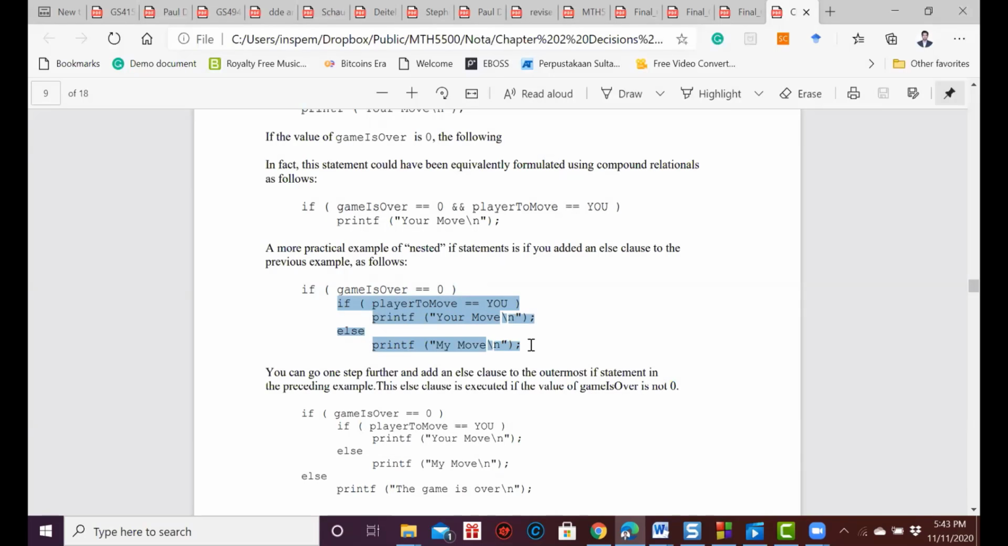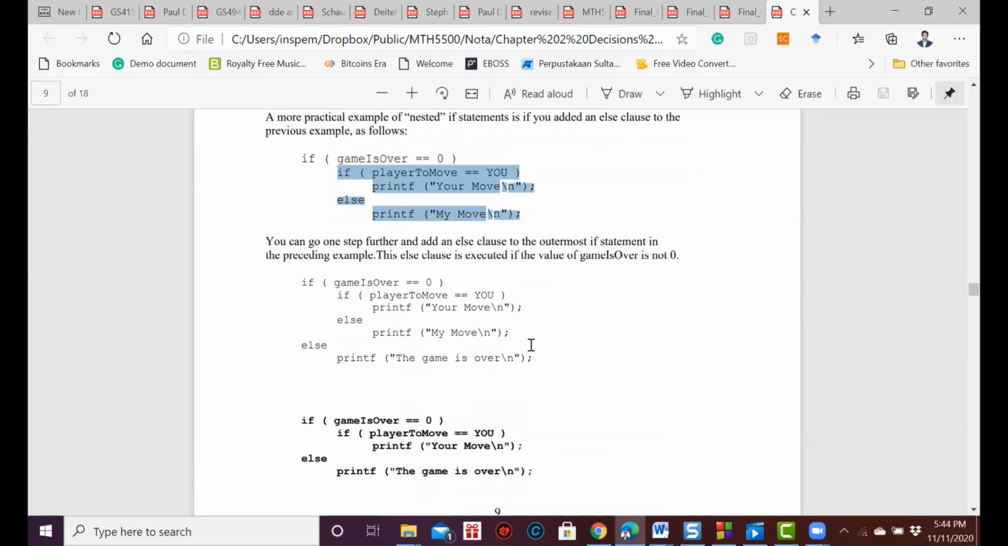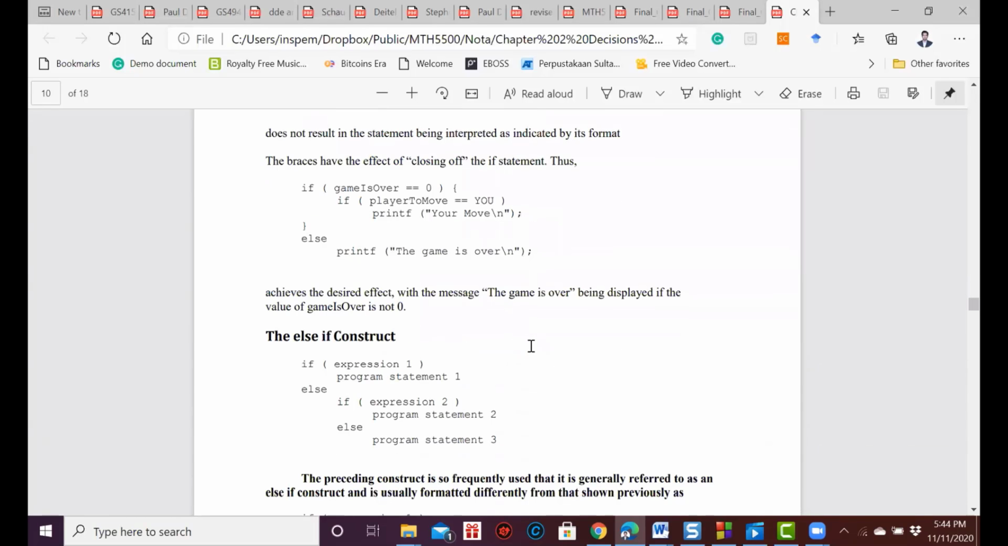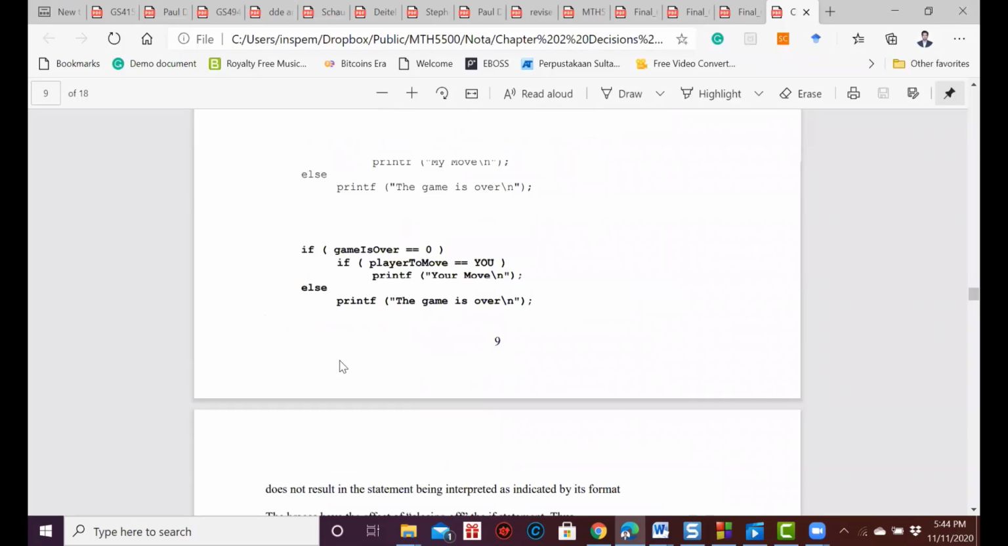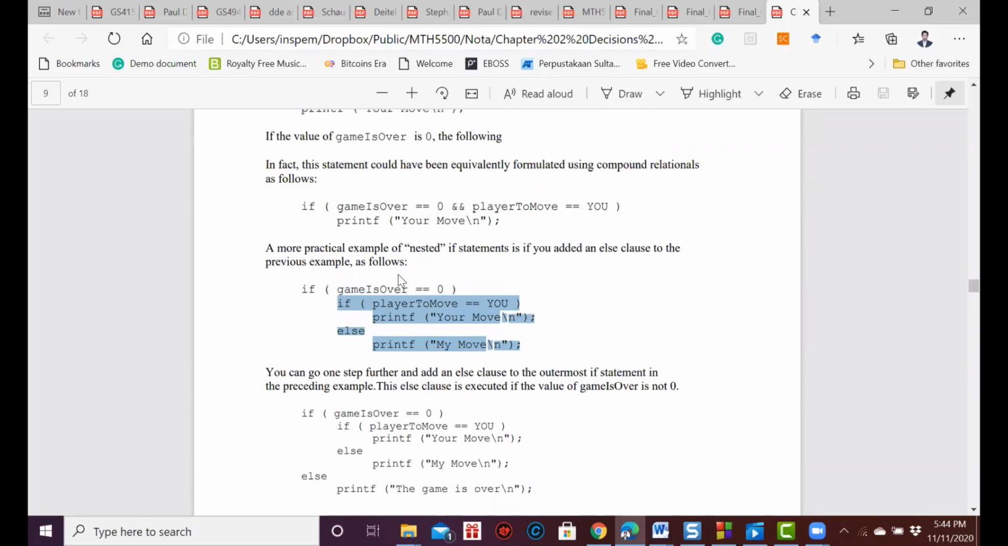We recall again the types of if: first, single selection with only if; second, if else; and then multiple selection, if else if. Multiple selection we will discuss later. Now, this one we discuss the nested if else.